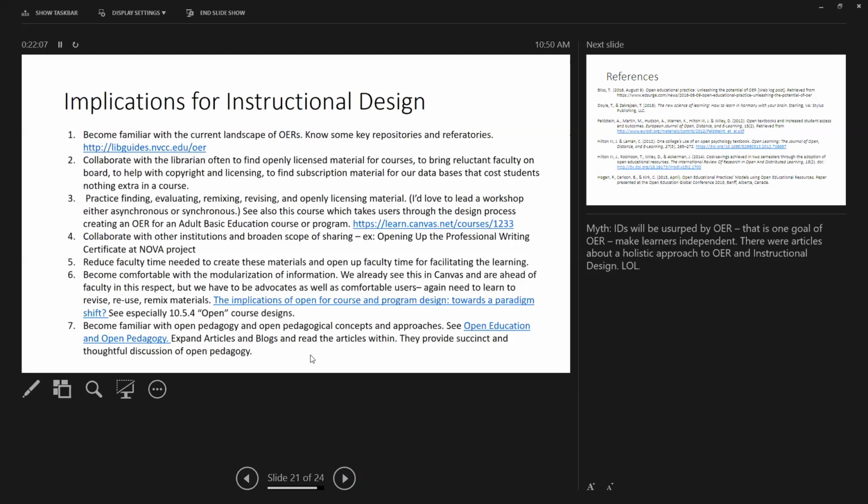And then finally, become familiar with open pedagogy and open pedagogical concepts and approaches, which I think you are. But I don't know whether we all have that language and if we've revisited it lately. Here's a nice link with 3 short articles that gives you a nice idea.